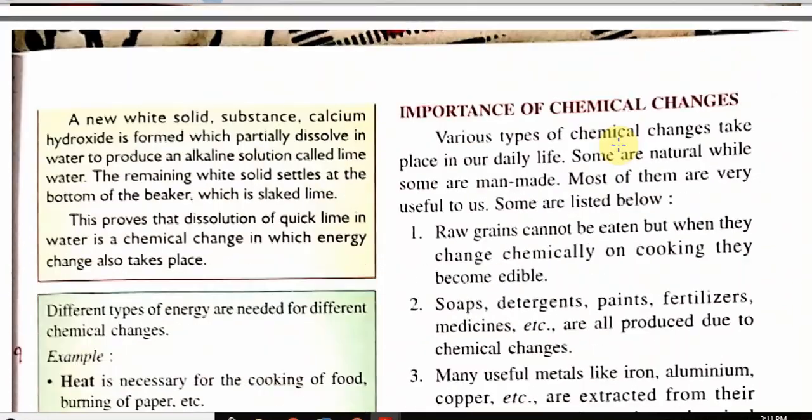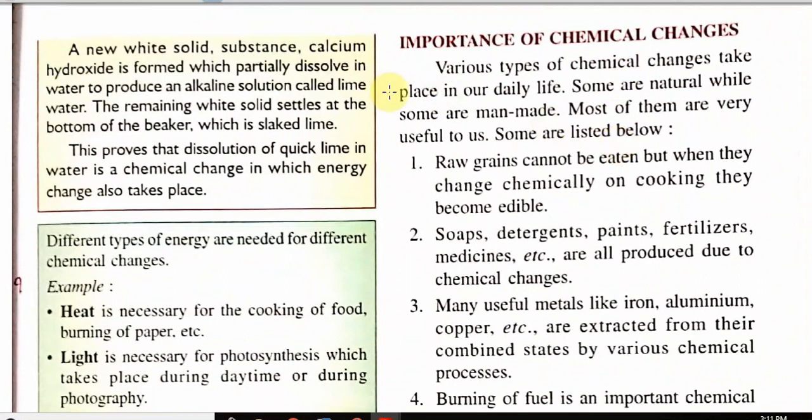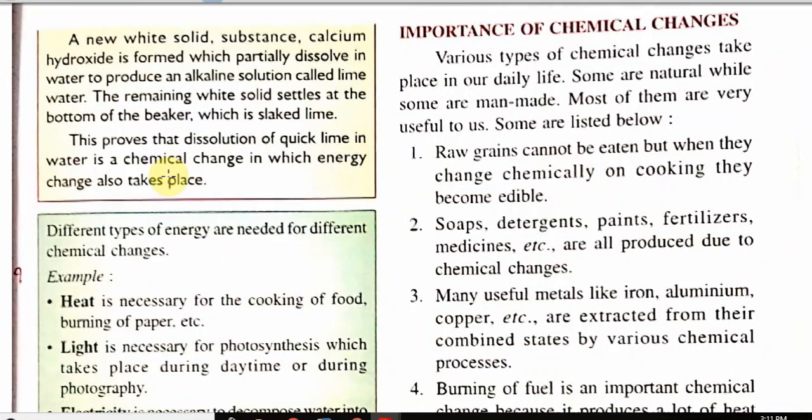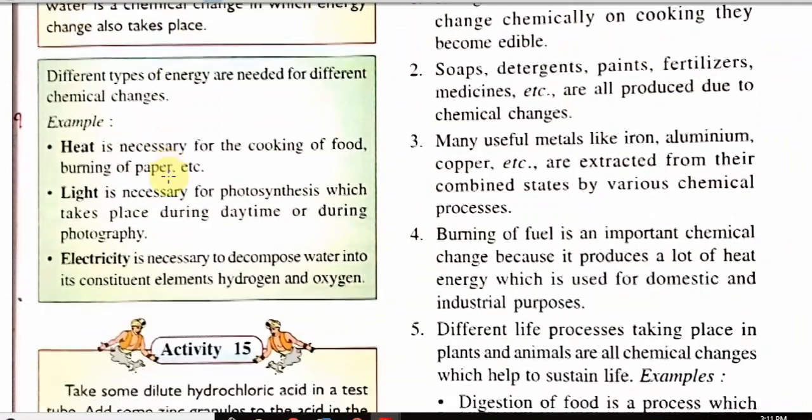Now from it also forms a new substance which is called calcium hydroxide, which is partially dissolved in water. Now the remaining white solid settles at the bottom of the beaker, which is called slaked lime. This shows that in chemical change energy is also produced. How is energy produced? You touch the beaker, you will see that the beaker is very hot.